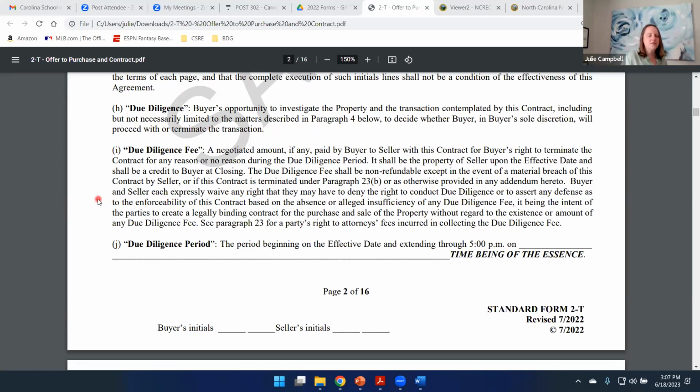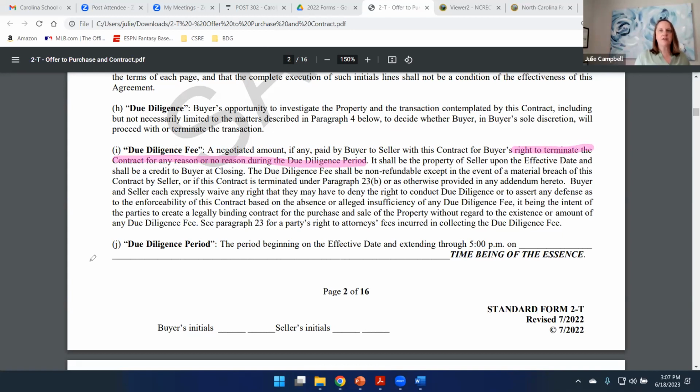Accompanying due diligence is going to be the due diligence fee. So we're told the due diligence fee is a negotiated amount, if any, paid by the buyer to the seller in connection with this contract for the buyer's right to terminate this contract for any reason or no reason during the due diligence period.